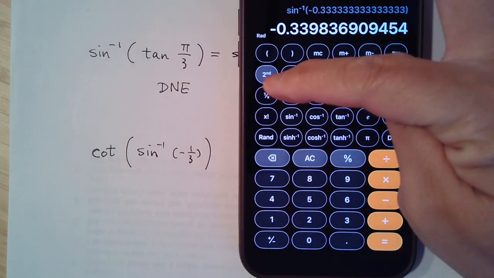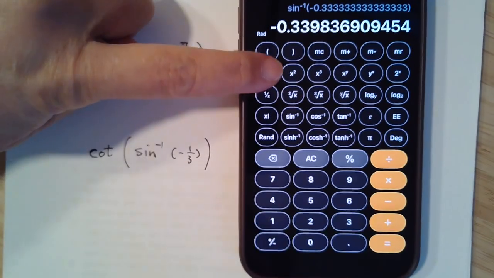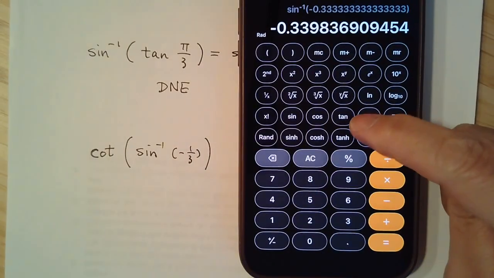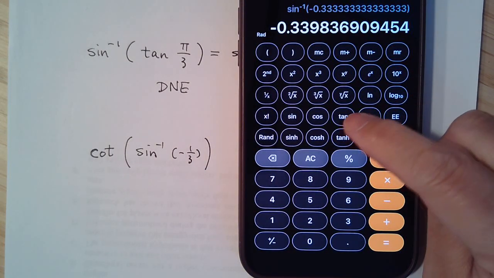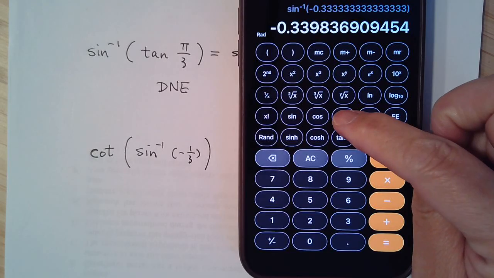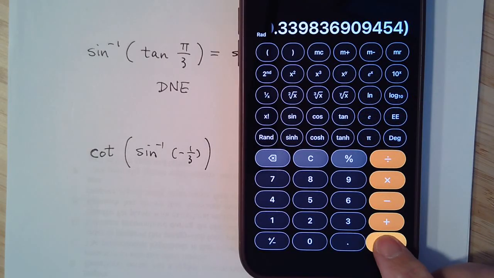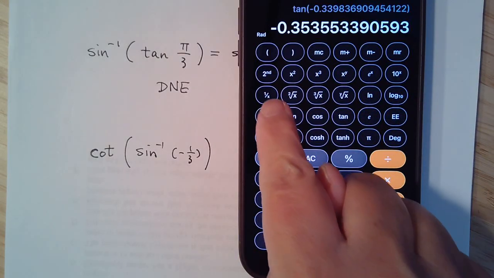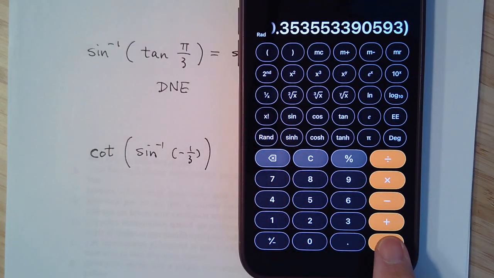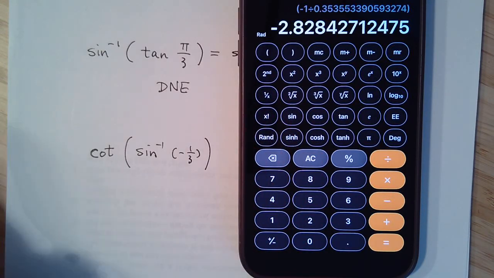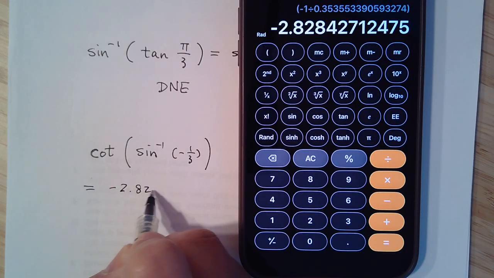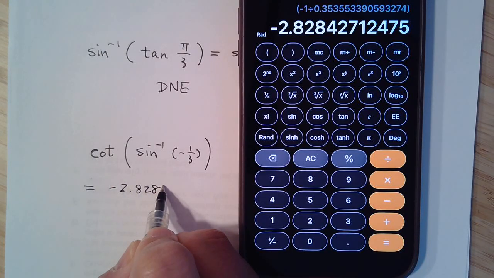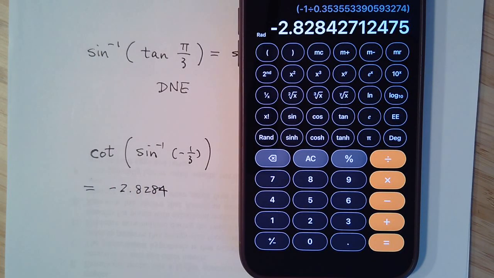There's no cotangent button, so I do tangent and then I do reciprocal. So tangent of it, equal. And then I do reciprocal, 1 over, equal. There you go. I get negative 2.828. So you can have that. Okay, that's one way to do it.